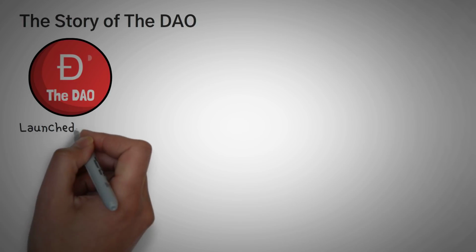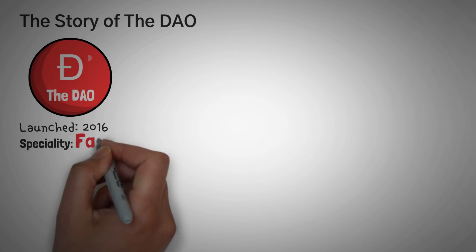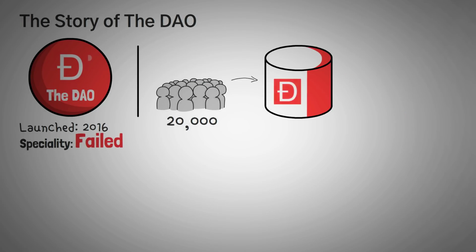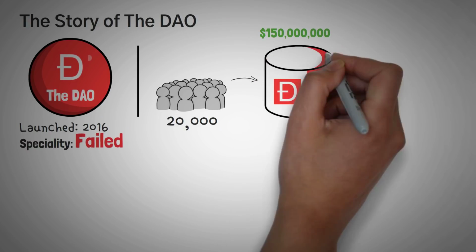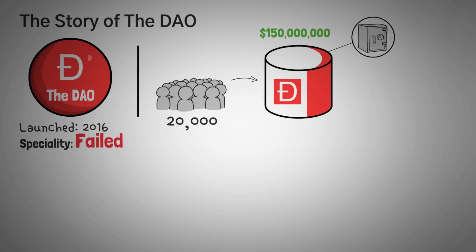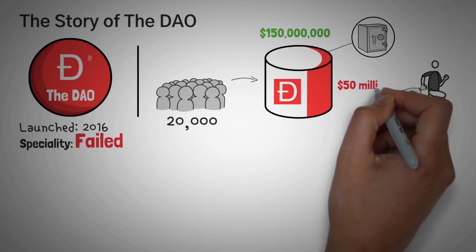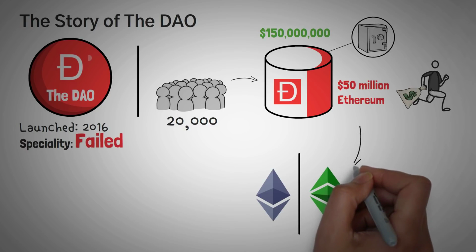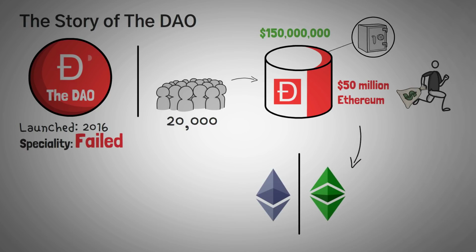The DAO is a venture capitalist fund created in 2016 that was well known for its failure. In fact, around 20,000 investors pooled around $150 million into this project. In short, the account of the DAO was actually hacked, and $50 million worth of Ethereum was lost due to the attackers. Now, this is actually why we have Ethereum and Ethereum Classic. Ethereum Classic is actually the original blockchain that still has the money hacked.